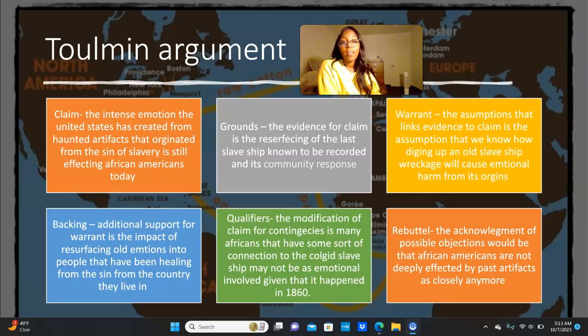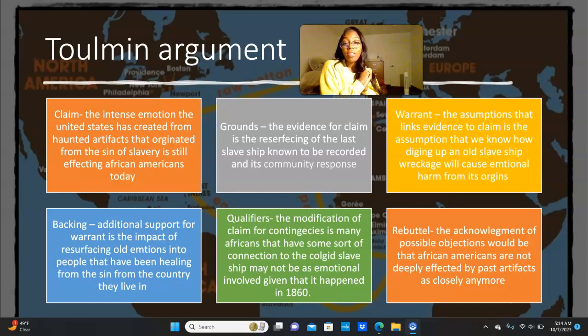The assumption that links evidence to claim is the assumption that we know how digging up an old slave ship that is so close to where the people that have died on the slave ship have grown their families, and how this will cause emotional harm from its origin. Additional support for the warrant is the impact of resurfacing old emotions into people that have been healing from the sin of the country that they live in.